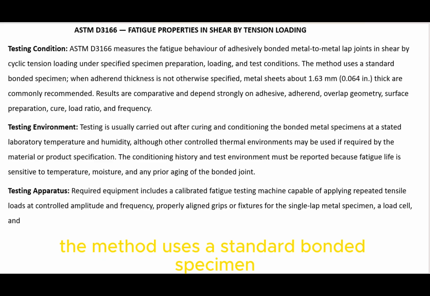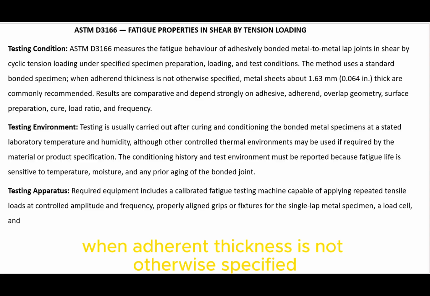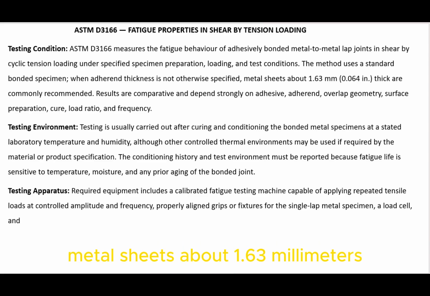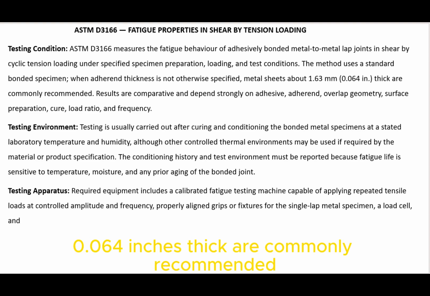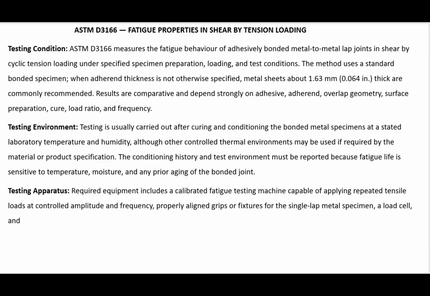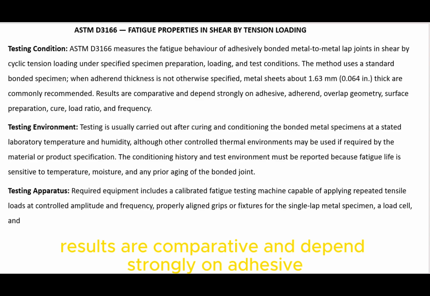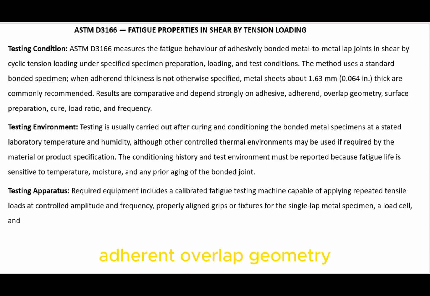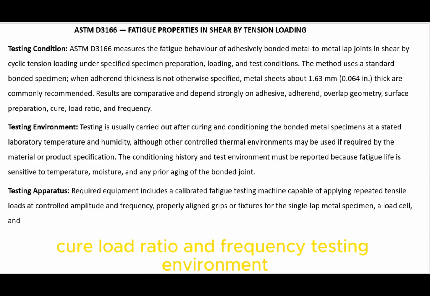The method uses a standard bonded specimen. When adherent thickness is not otherwise specified, metal sheets about 1.63 mm (0.064 inches) thick are commonly recommended. Results are comparative and depend strongly on adhesive, adherent, overlap geometry, surface preparation, cure, load ratio, and frequency.